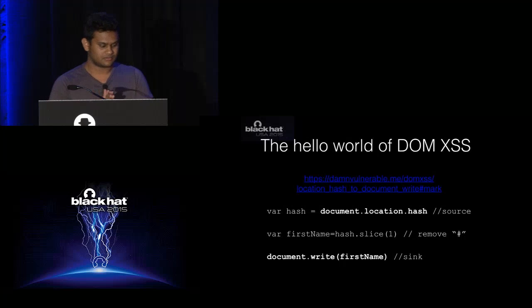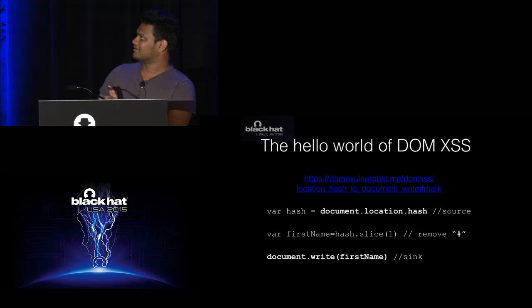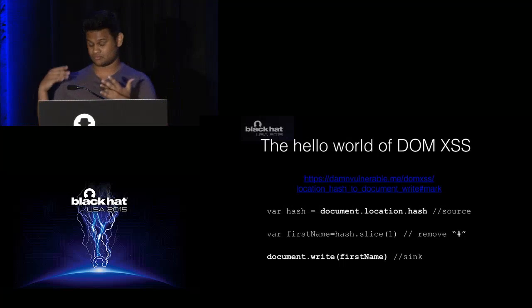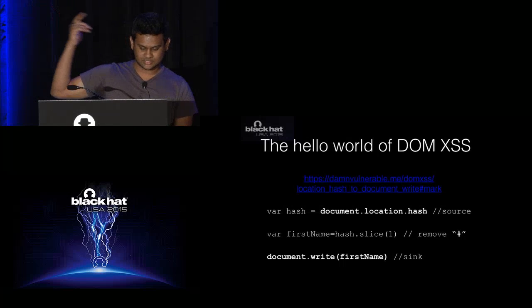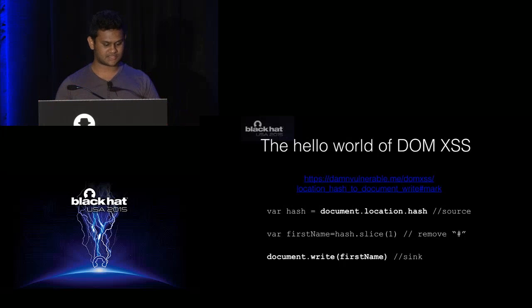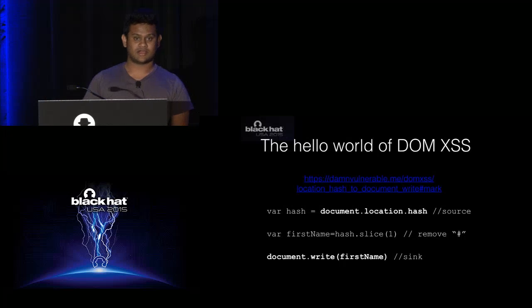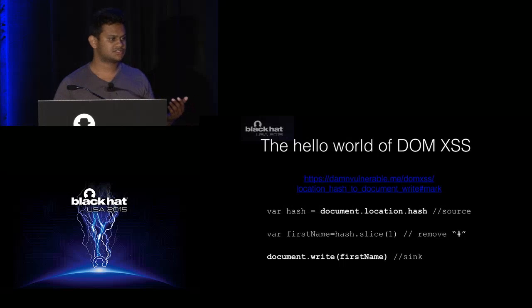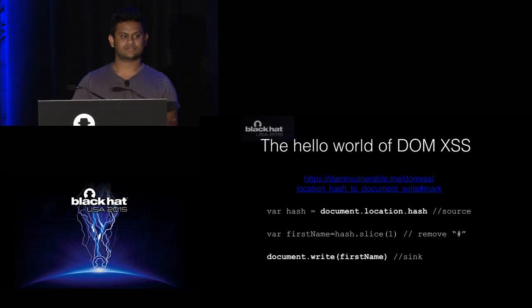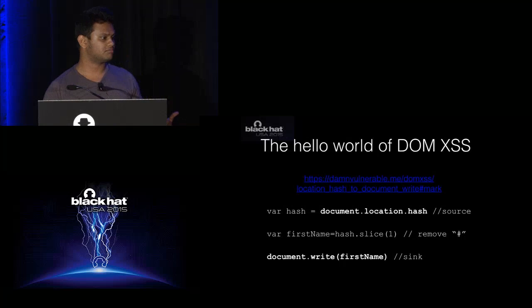So let's see a very classical DOM XSS example, or the hello world of DOM XSS, as most people would put this when they're trying to explain what a DOM XSS is. Here we have a location, some website.com/something, and then you have a hash and then a name, something like Mark. And you have JavaScript code which takes the hash of the current URL, does some filtering on that, and writes it into your DOM using document.write.